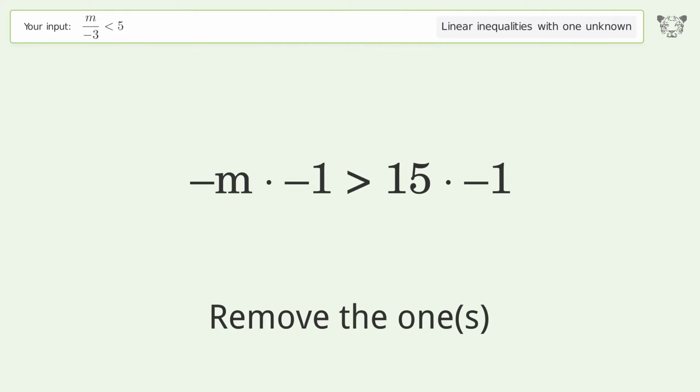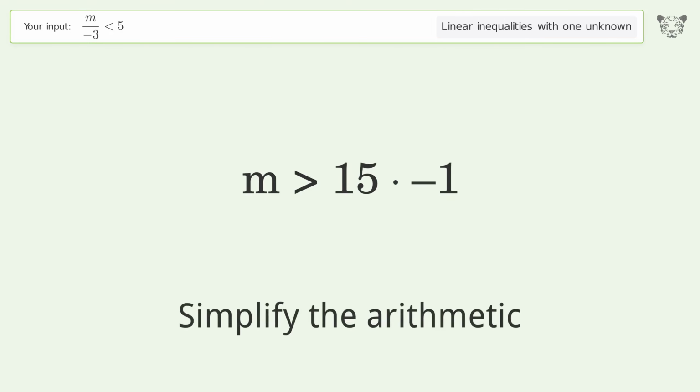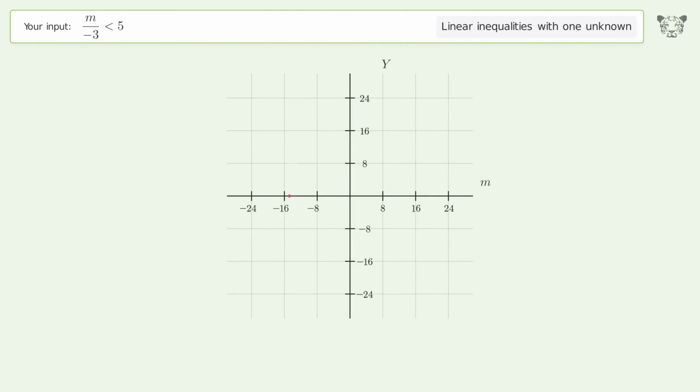Remove the ones. Simplify the arithmetic. Plot the solution on a coordinate grid. And so the final result is m greater than -15.